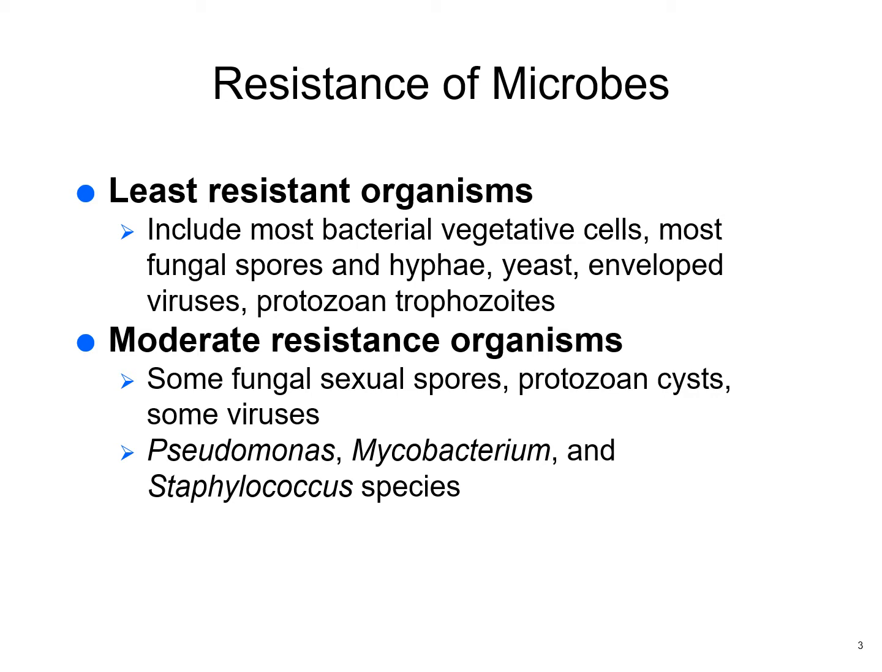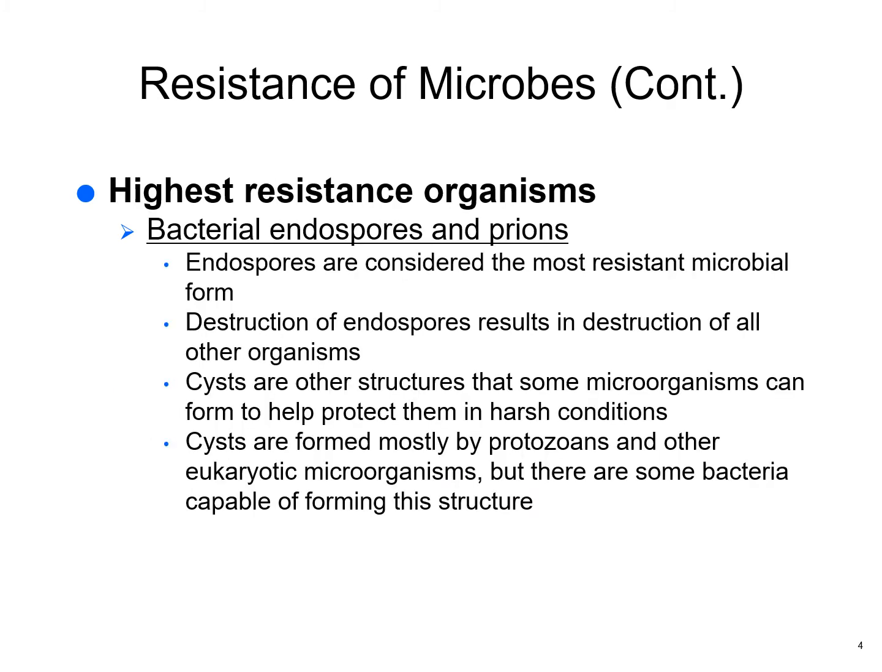Okay, resistance of microbes. The ones that are least resistant to being killed are most bacterial vegetative cells, fungal spores, hyphae, yeast, protozoans, and trophozoites. A little more resistant might be fungal sexual spores, protozoal cysts, some viruses, Pseudomonas, certain staph species, Mycobacterium, this tuberculosis. Things that have endospores are extremely resistant to being killed in the environment. And of course, prions are just almost unkillable.